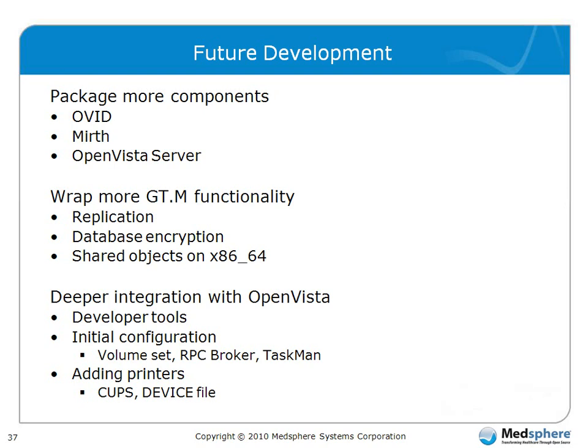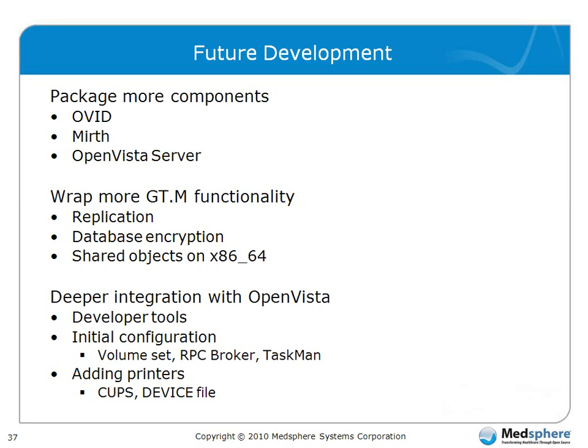We could wrap more GTM functionality, so for example, replication and database encryption. Right now, GTM does it, the underlying technology is there, but none of our utilities really take advantage of it. So for example, you might say, OV instance add some instance, and then dash dash with encryption or something, and then boom, it'd be there. So shared objects on 64-bit would be something that we would look into, and also deeper integration with OpenVista itself, so developer tools.